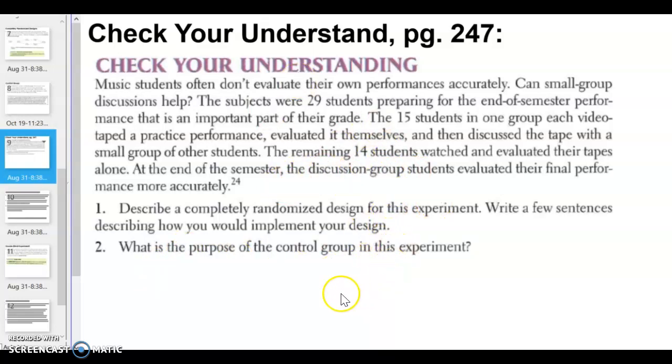What is the purpose of the control group in this experiment? It's to provide a baseline for comparison. So without a group to compare, it's impossible to determine if the small group treatment is more effective. So you need to have a control to make that comparison.